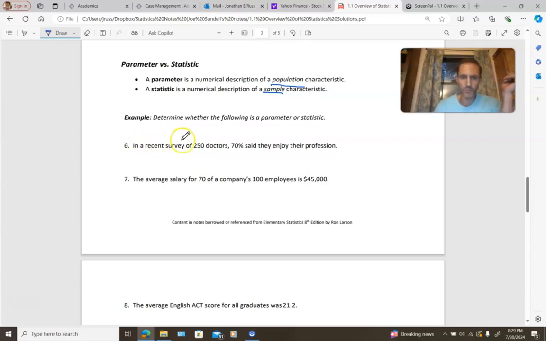So number 6, it says in a recent survey of 250 doctors, 70% said they enjoy their profession. Well, this is a statistic, guys, because it's a survey of 250 doctors. It's not a survey of all doctors. So because this is a sample, then this 70% is coming from that sample, so it is a statistic.